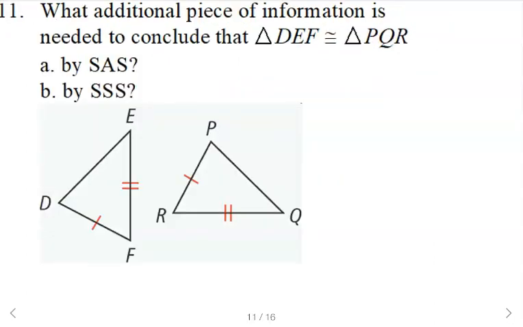Number 11, what information is needed for side angle side? Well, we have two pairs of sides already, so we just needed that included angle. So if we knew that angle F was congruent to angle R, we would know by side angle side that the triangles are congruent. Now as far as side, side, side, we need the third pairs of sides. So DE must be congruent to PQ.